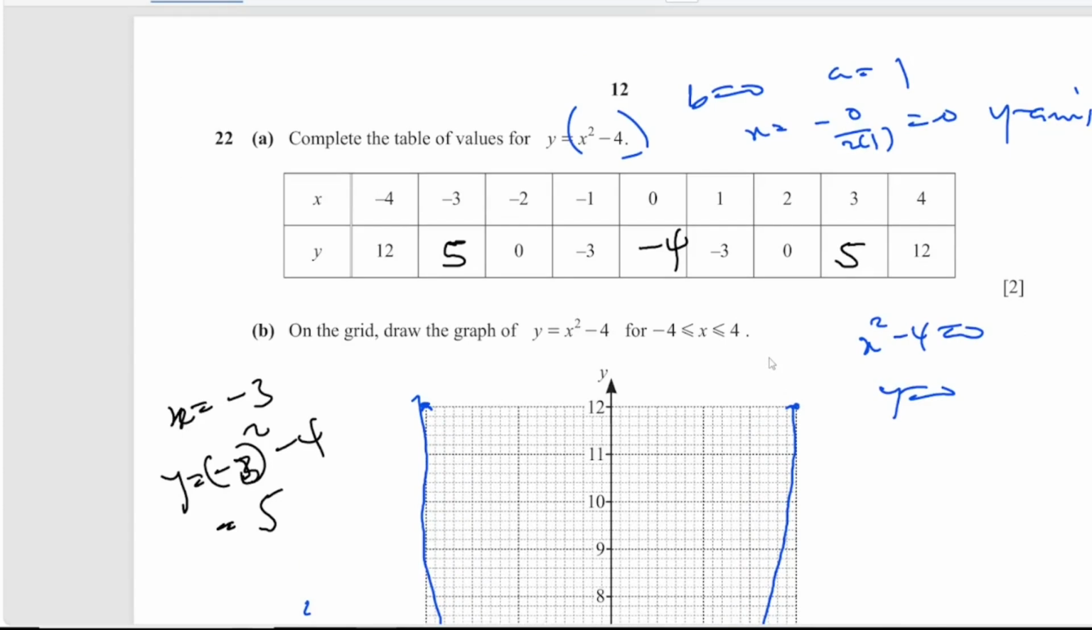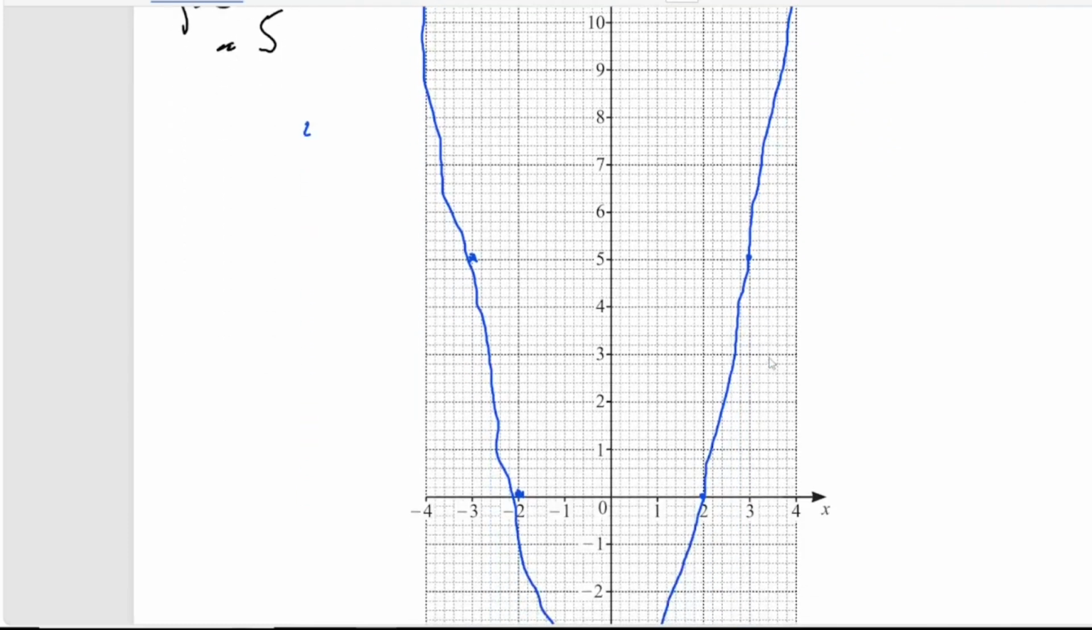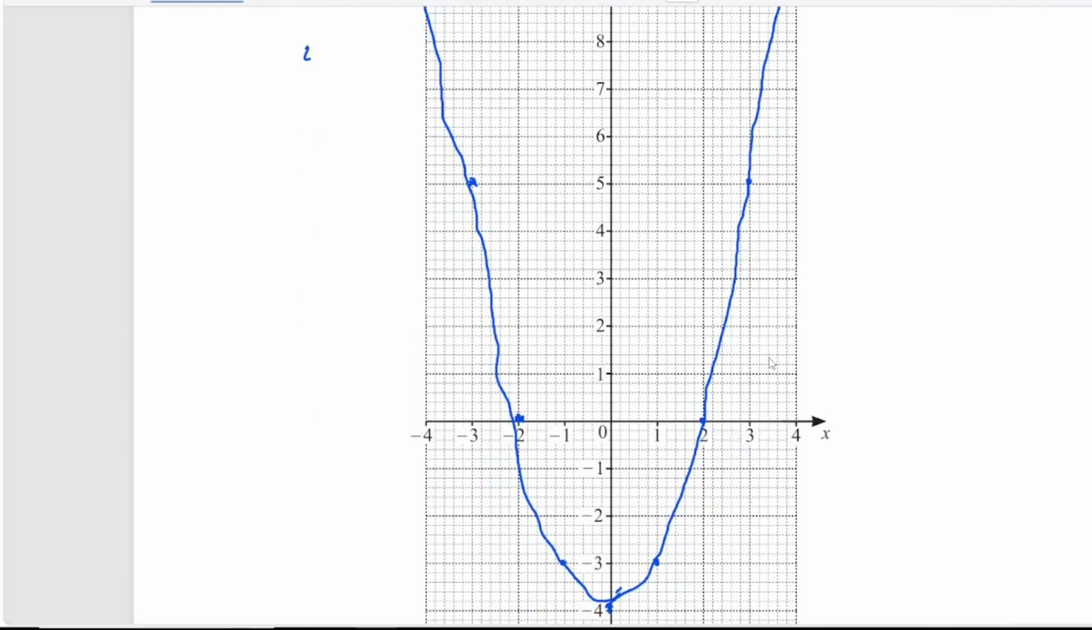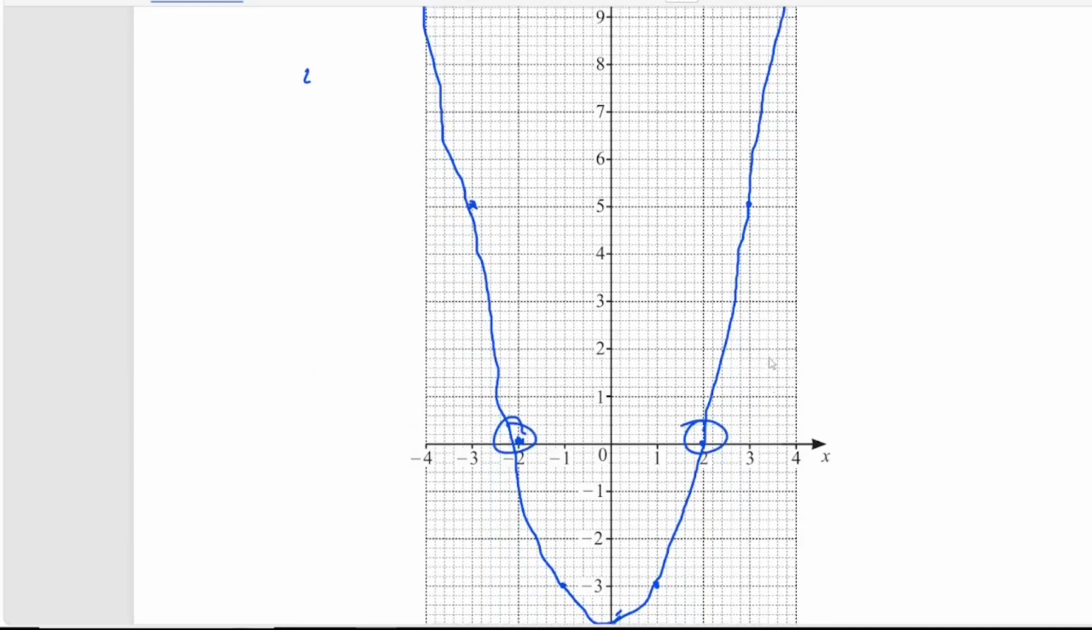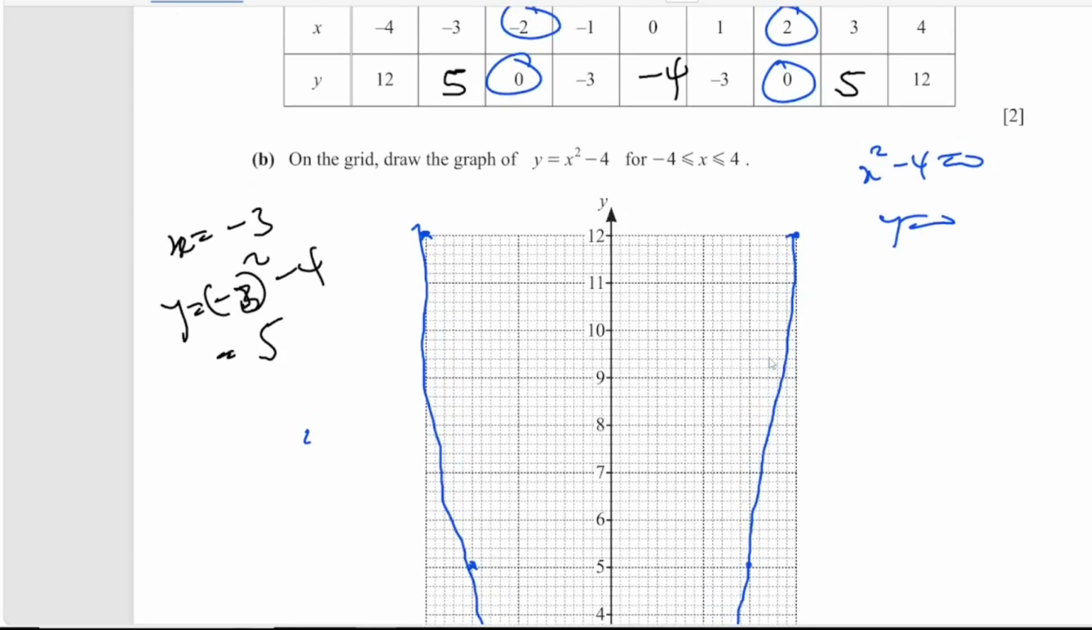From the table, where the y values are 0, here and here, at those points x is equal to 2 and -2. And we see that here where the curve meets the x-axis at x equal to -2, x equal to +2, which means that if we were to solve this equation, we would have x equal to -2 or x equal to 2 for this question.